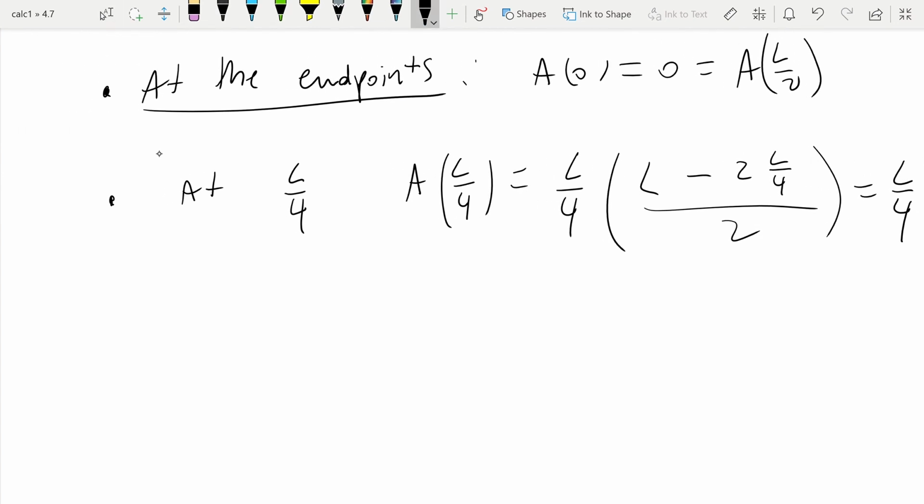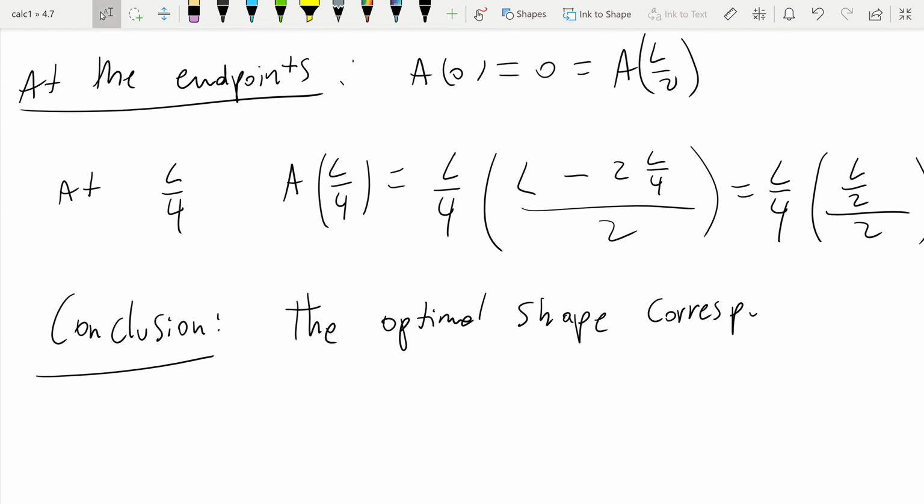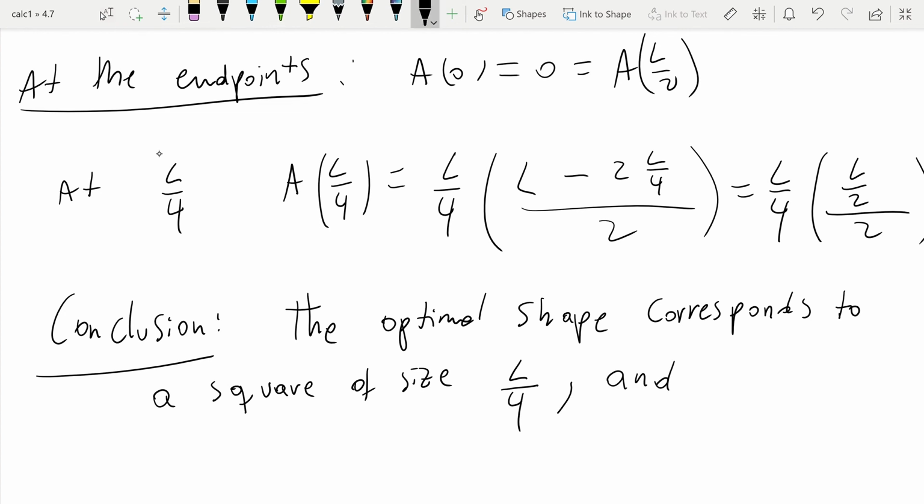Okay, so conclusion, the optimal shape, meaning the one that maximizes the area, corresponds to a square of size L over 4, and the area then is L squared over 16.